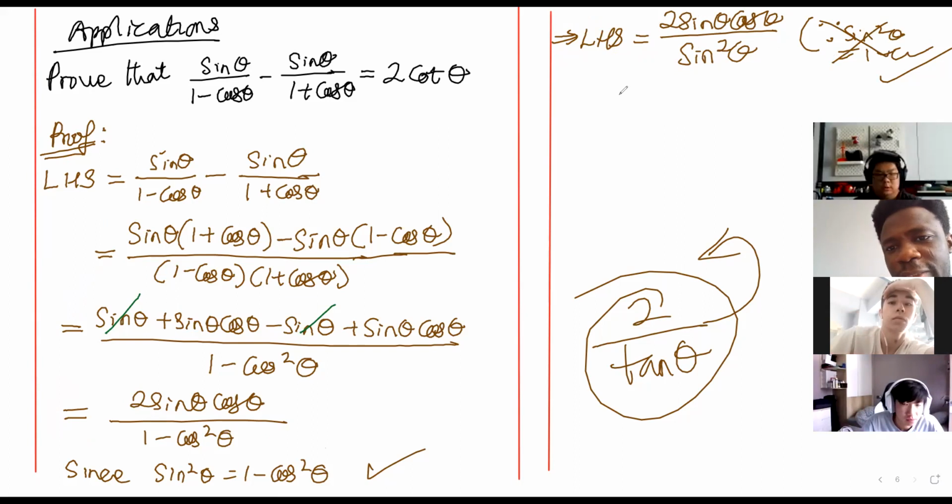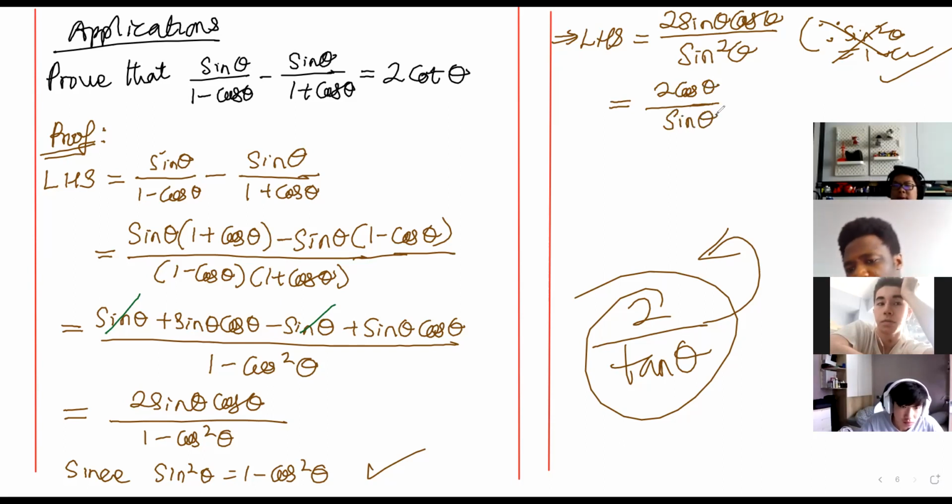So what do you notice, guys? Sine can cancel from the top and bottom. What do we have now? Two cos theta over sine theta. But we know that sine over cos is what? Tan theta. So cos over sine will be the reverse. Cotan. Cot, exactly. So this is just 2 over tan theta.